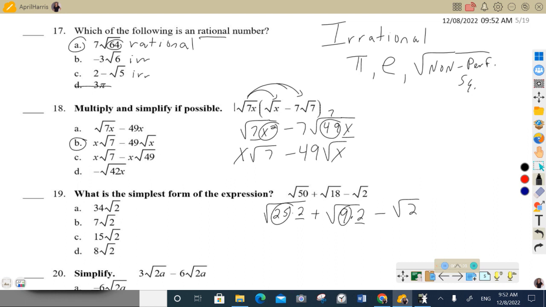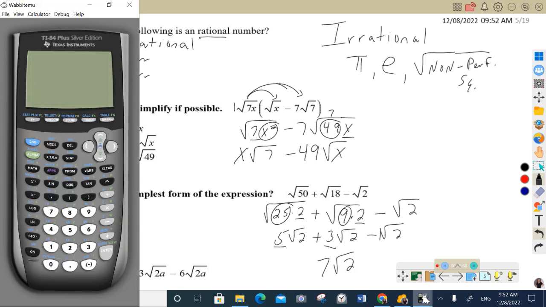So square root of 25 is 5 radical 2. Square root of 9 is 3. We're left with 3 radical 2 minus radical 2. So you have 5 plus 3, that's 8, minus how many? Minus 1. 8 minus 1 is going to give you 7 radical 2. Okay, some other things you could do right here. Let me see if I can pull this up. Could you not type the original into the calculator?